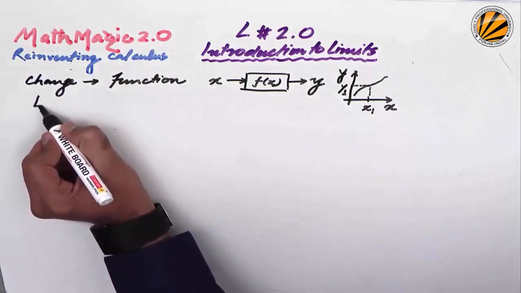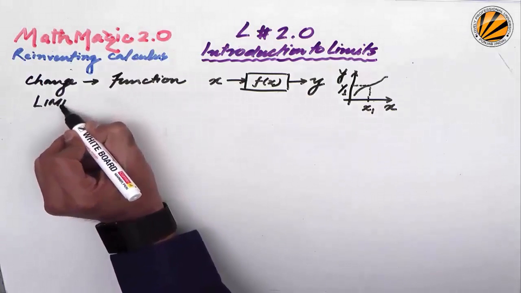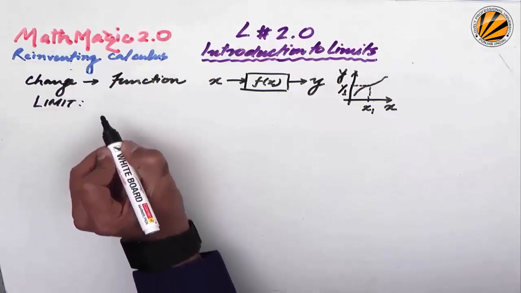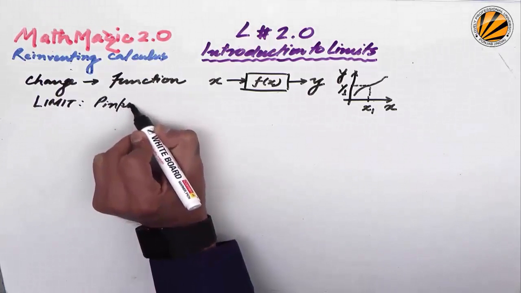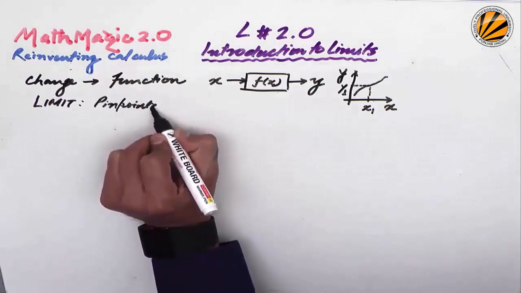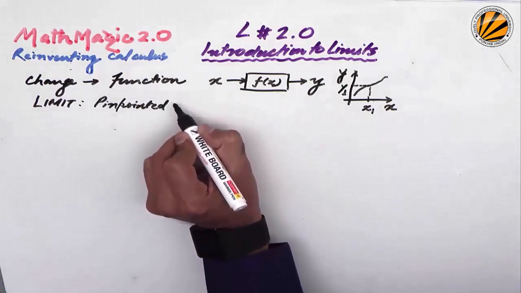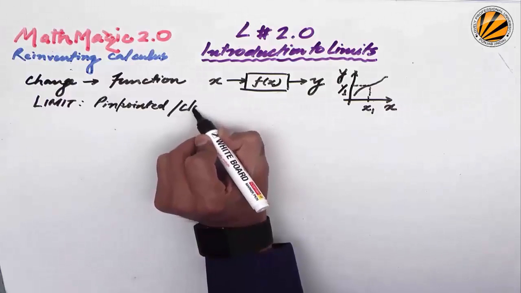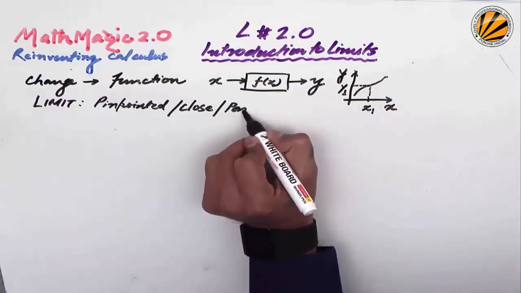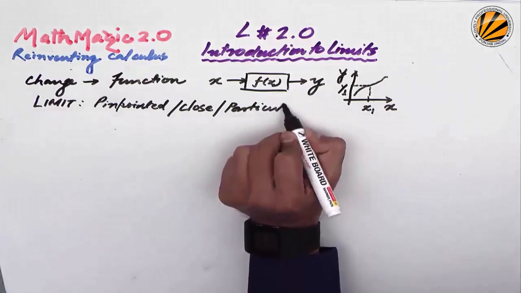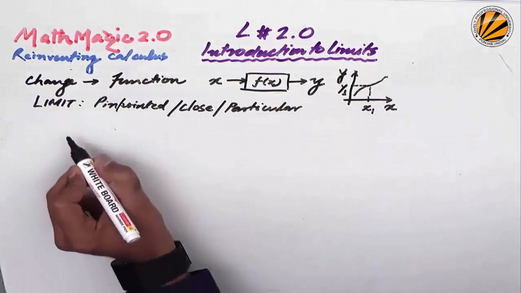Today we are going to introduce a concept which is known as limit. Now this limit is pinpointed. This means that it is actually the very close, the very particular observation of the change which is happening.